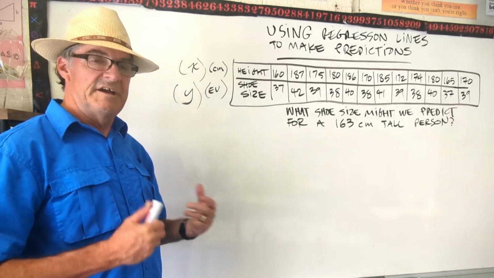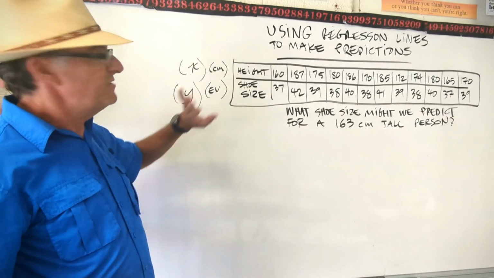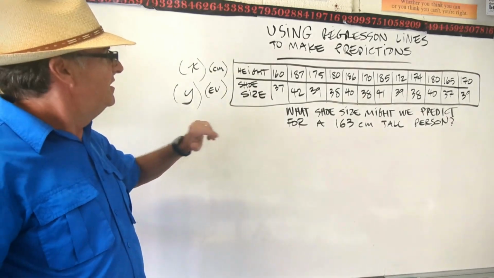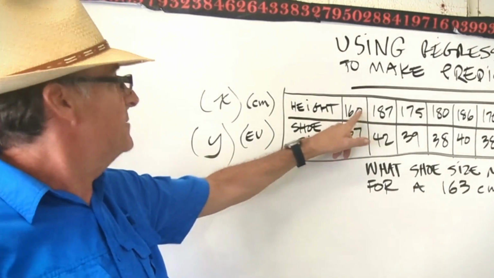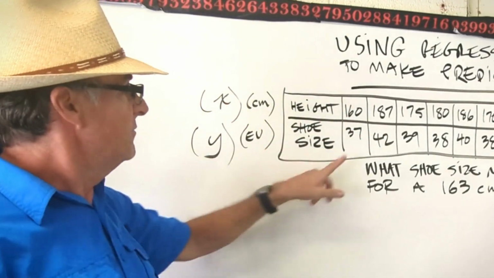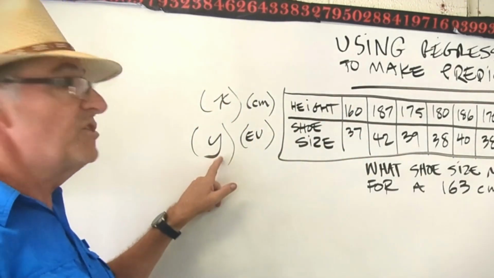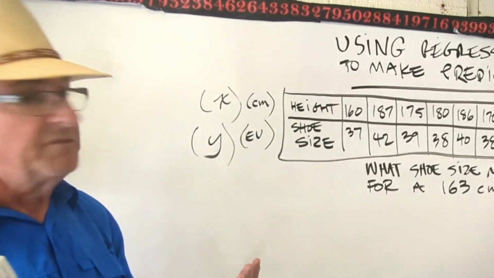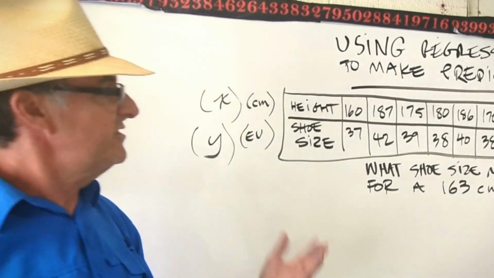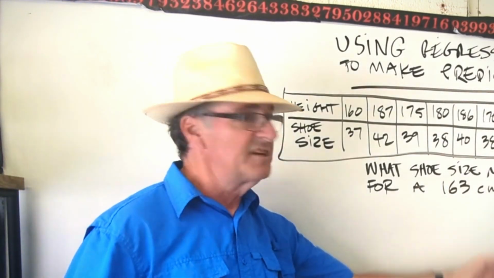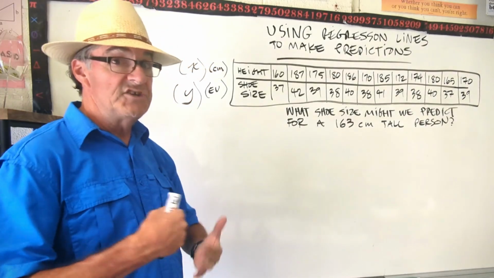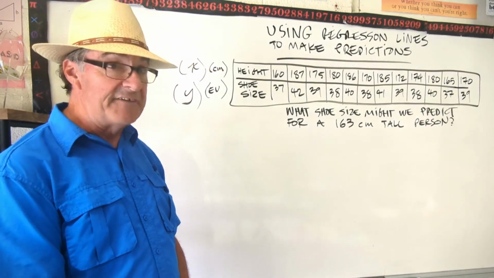All right, here is a scenario. Got some data. We took 12 people, and we figured out what their height was in centimeters. That's our X value. And then we figured out what their shoe size was. This is the European shoe size, and that's the Y value. Okay, so here's our question. One of our pals has a height of 163 centimeters, and we want to predict what shoe size they would have.